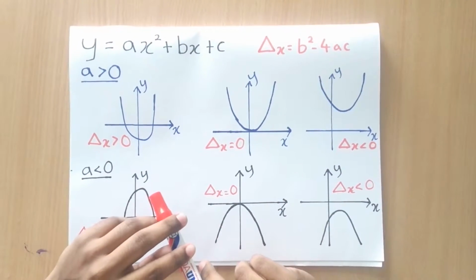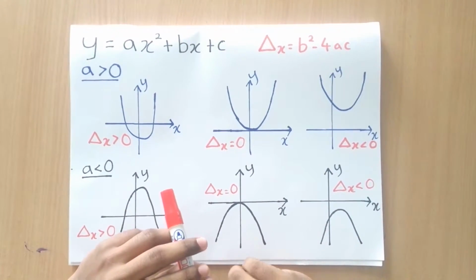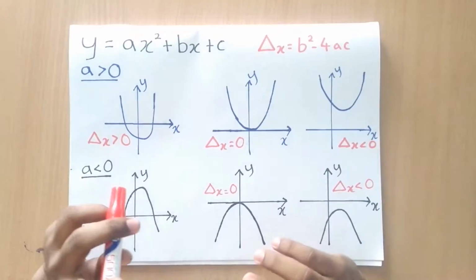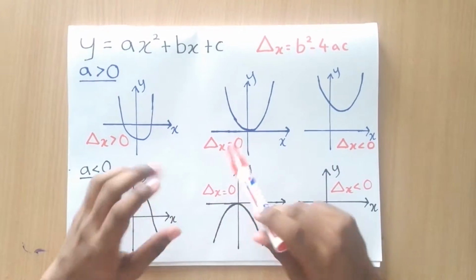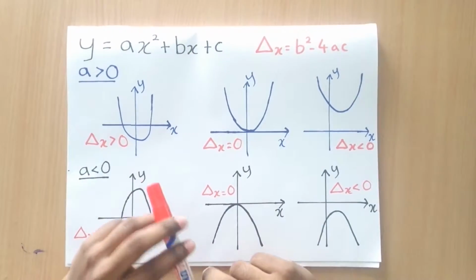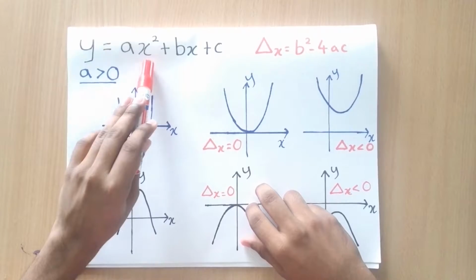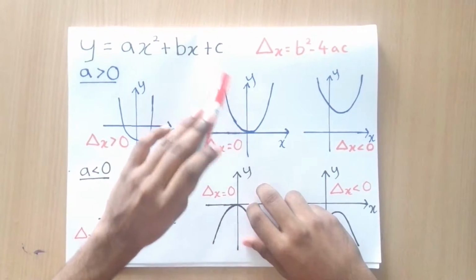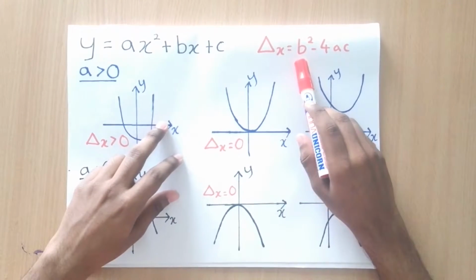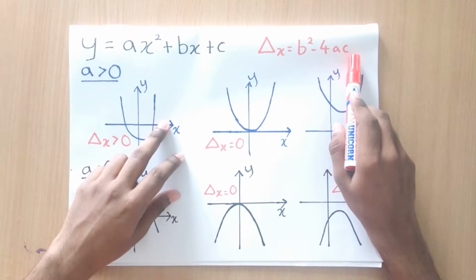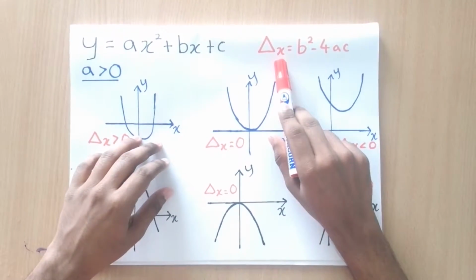In the previous video, we learned how to sketch the graph of a quadratic function. Today, we will learn how to predict the type of the curve of the quadratic function. Before moving on to this, take a look at this quadratic function y equals ax squared plus bx plus c. The discriminant of this is b squared minus 4ac, and this is represented by delta x.